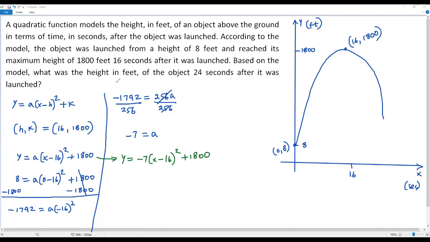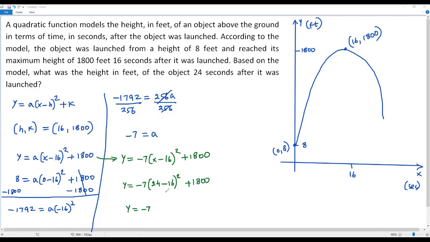Our aim is to get the height of the object in feet 24 seconds after it was launched. We know that x represents the time in seconds and y represents the height in feet. So we have to plug in this 24 for x over here and find the value of y. That is the height 24 seconds after it was launched. Okay, now let me plug in 24 for x over here.